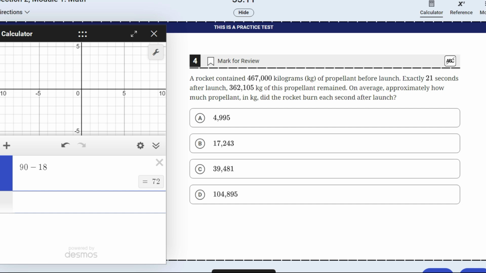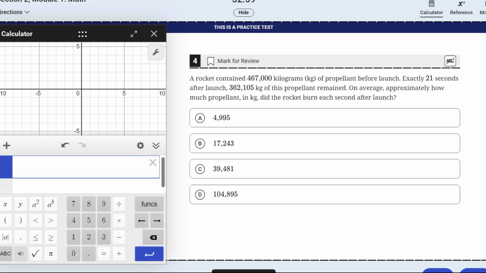All right, so here we have a difference of masses for the rocket, and then we have to calculate how much it burns every second. So first we find the difference, and then we just divide by 21. It's pretty straightforward. The first part is usually relatively simple.